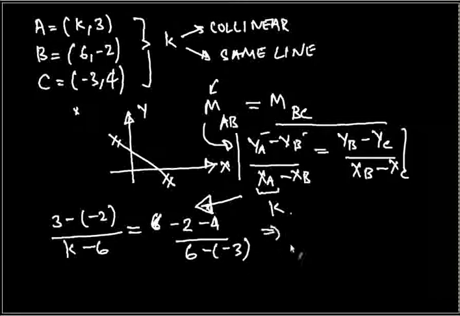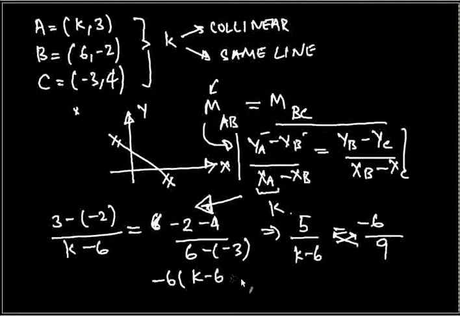This gives us, which implies that 3 minus minus 2 is 5. So 5 divided by k minus 6 is equal to minus 2 minus 4 is minus 6, divided by 6 minus minus 3 is 6 plus 3, which is 9. So this is kind of easy to solve. So we'll just cross multiply. And what that will give us is minus 6 times k minus 6 is equal to 9 times 5, which is 45.